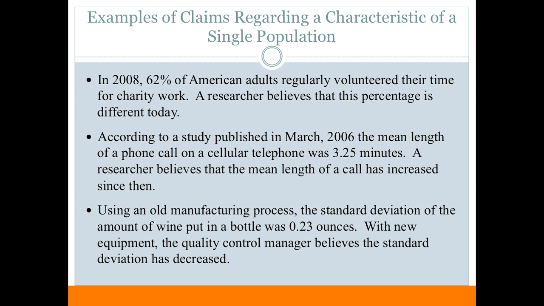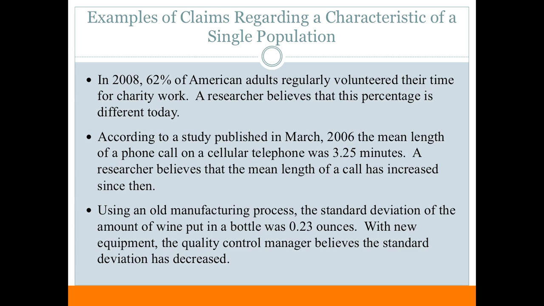So let's look at a couple of examples here. We're going to revisit these a couple of times, but these are just examples of claims regarding a characteristic of a single population. So for example, in 2008, 62% of American adults regularly volunteered their time for charity work, and a researcher believes that this percentage is different today. So this might be the hypothesis that they're testing.